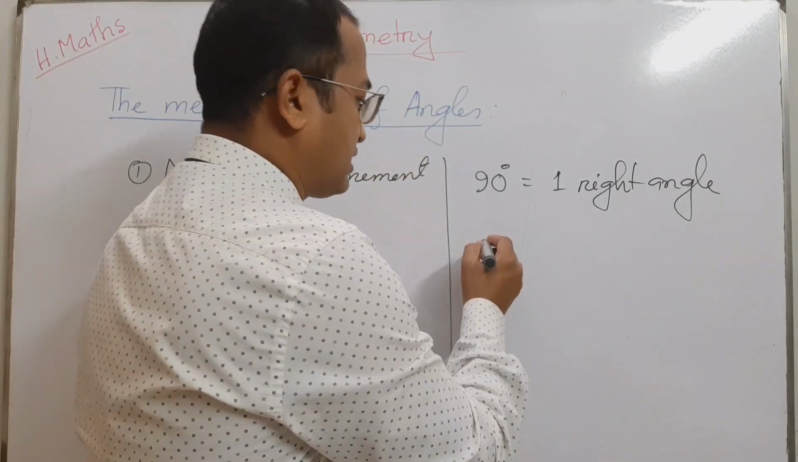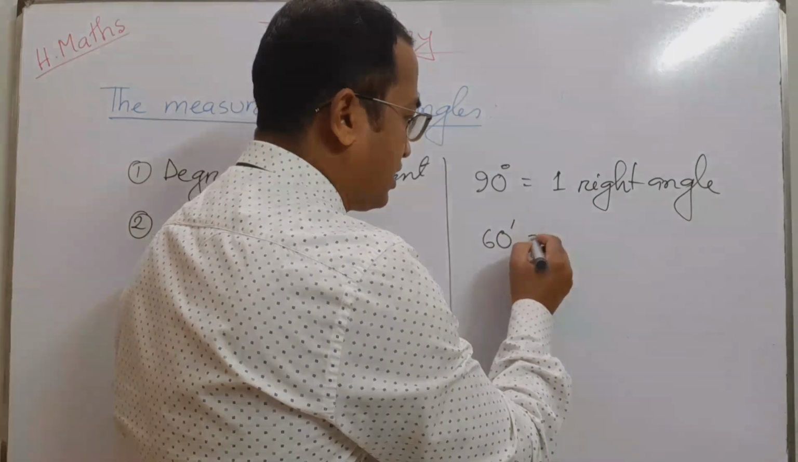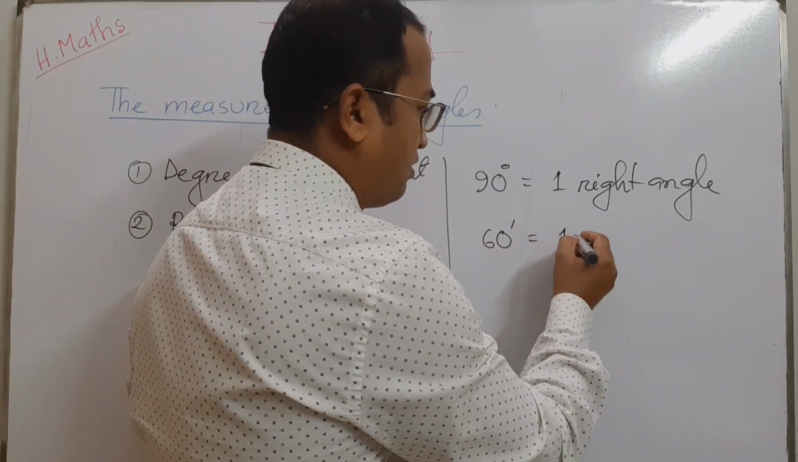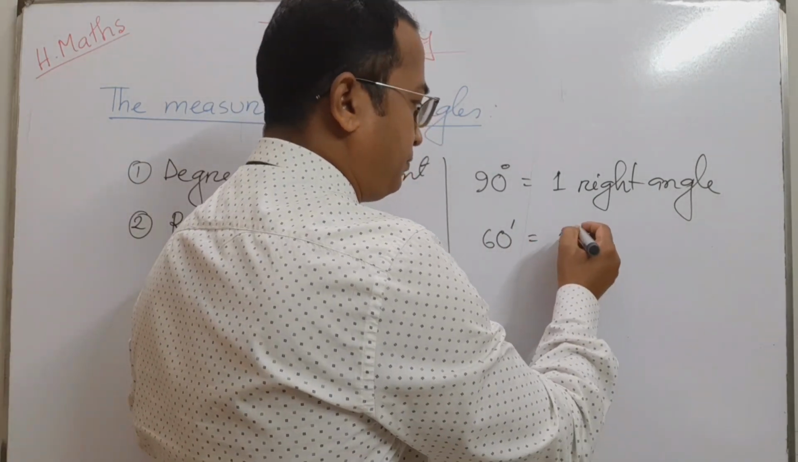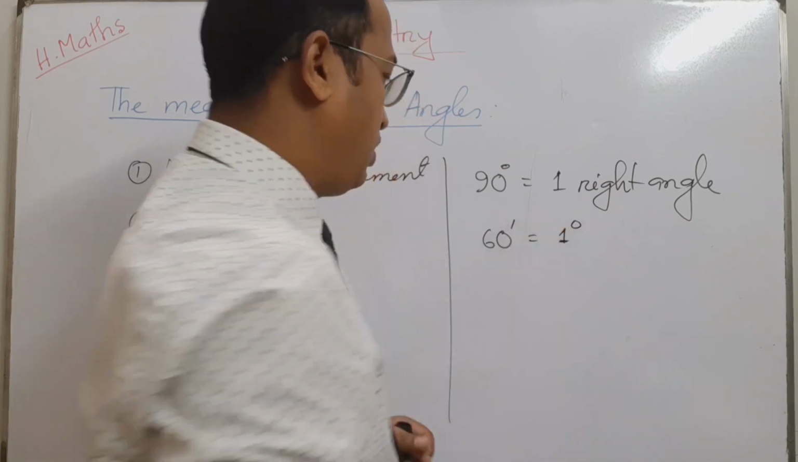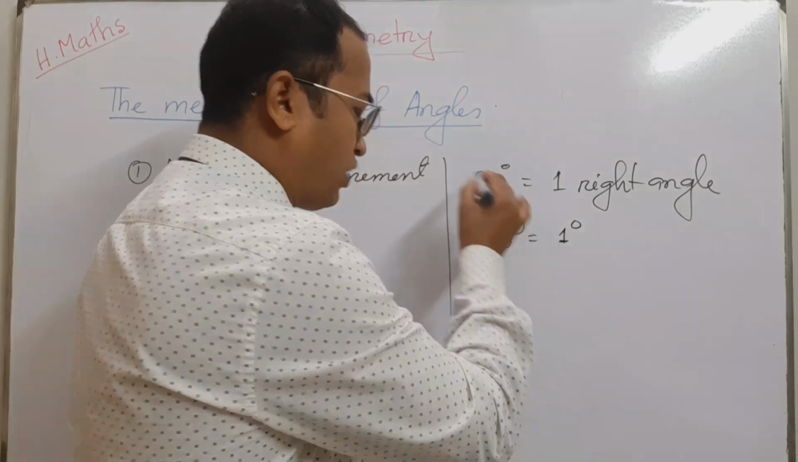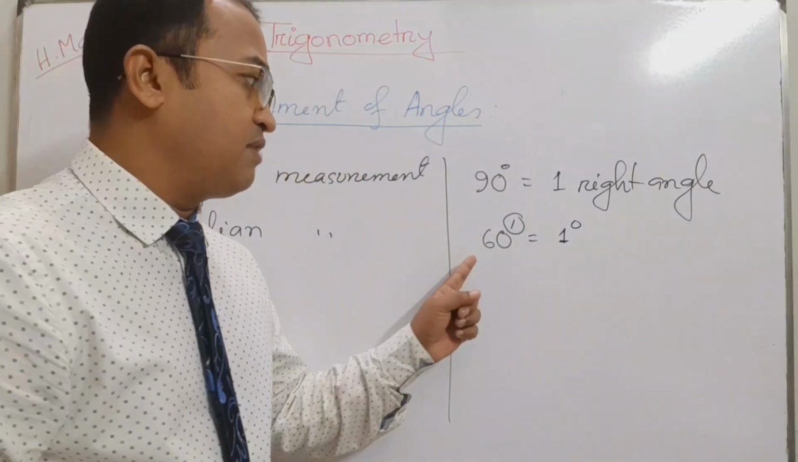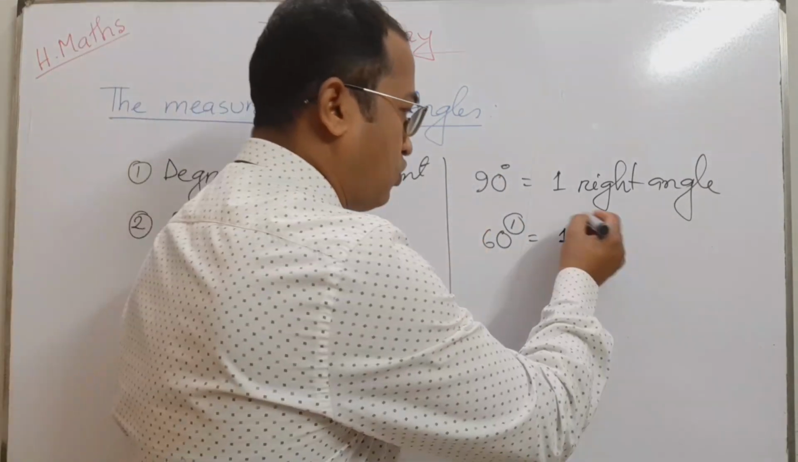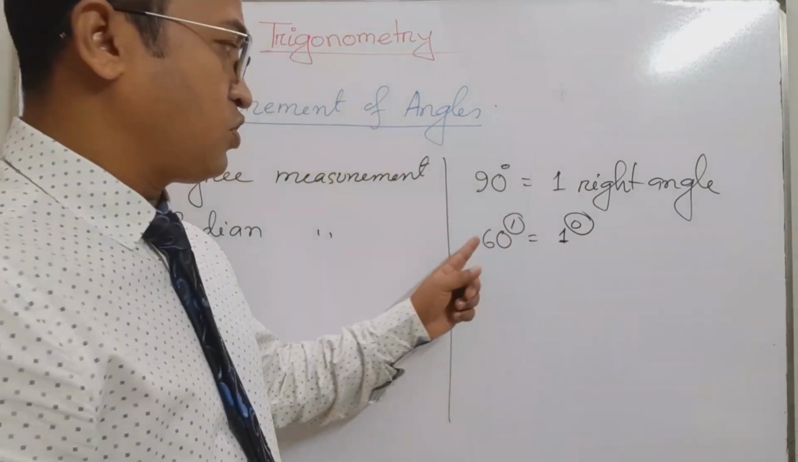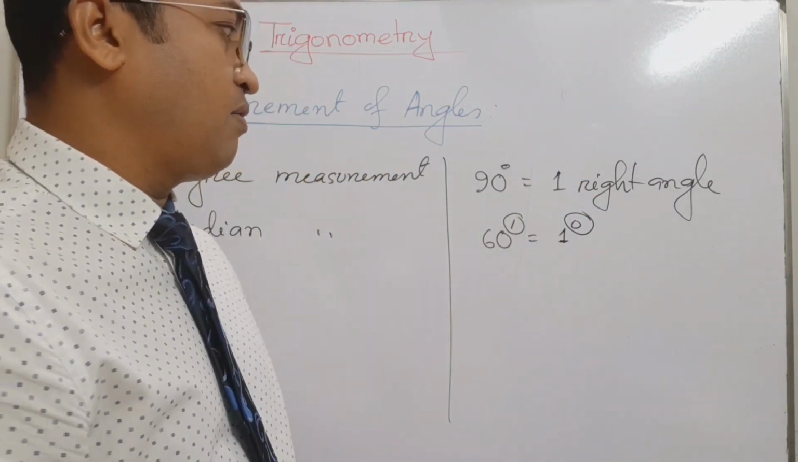And so we can say 60 minutes is equal to 1 degree. Look, here this sign is known as minute, one inverted comma, and this sign is known as degree. So 60 minutes is equal to 1 degree.